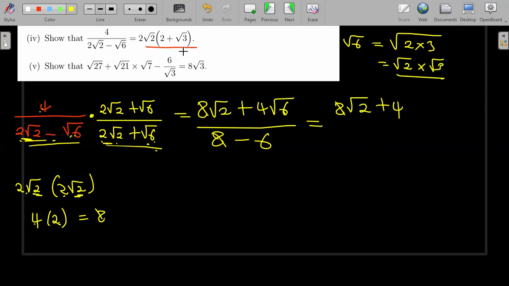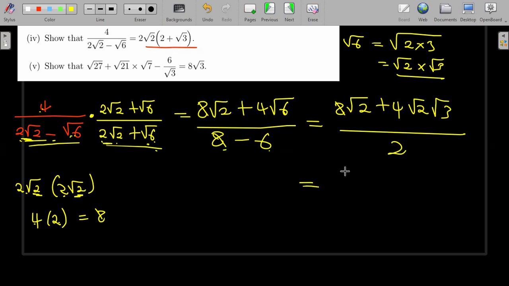So this root 6, I'll write it as this, because on the other part of the question there, I have a root 3. So it will be 4 multiplied by root 2 multiplied by root 3. So this is our root 6 here, and then divided by 8 minus 6, which is 2.